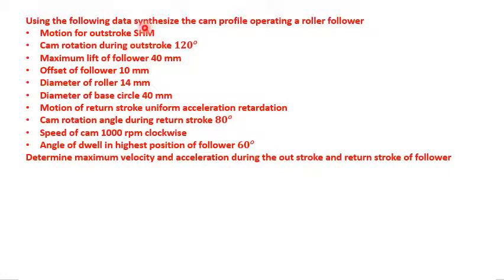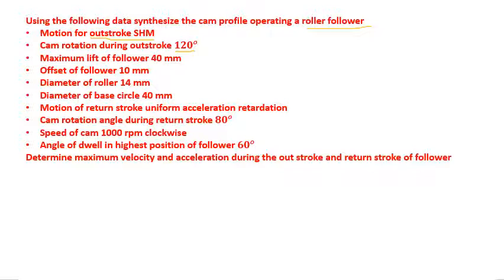Here, synthesize is nothing but we need to draw the CAM profile, and in the first line itself they mentioned the type of follower. So it is a roller follower. The motion for outstroke is by simple harmonic motion, SHM, and cam rotation during outstroke is 120 degree. So theta O is given, and the type of motion for the outstroke is also given.